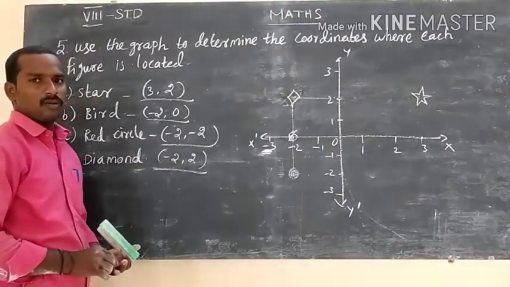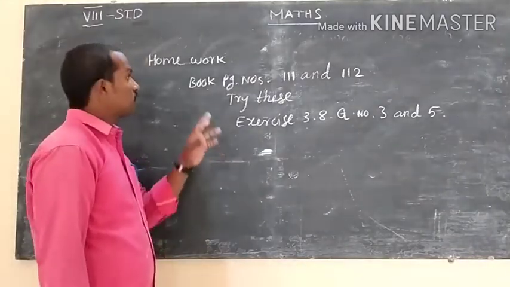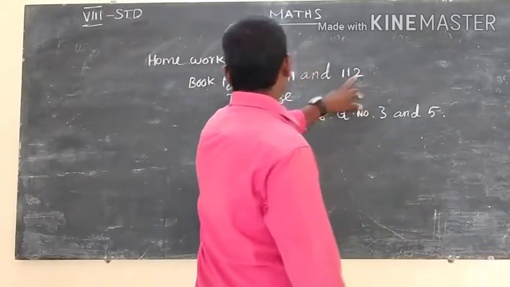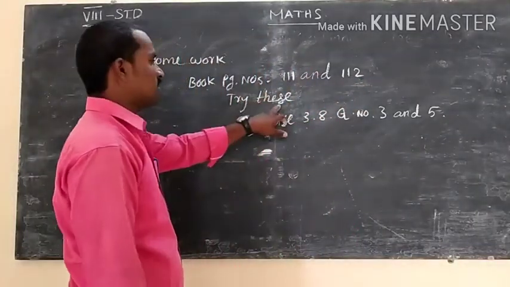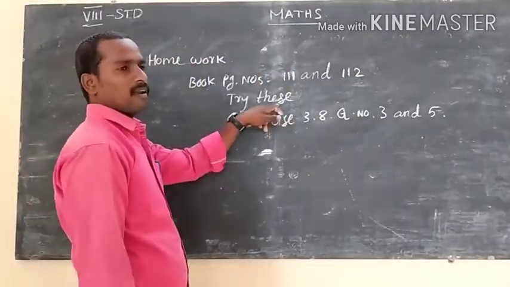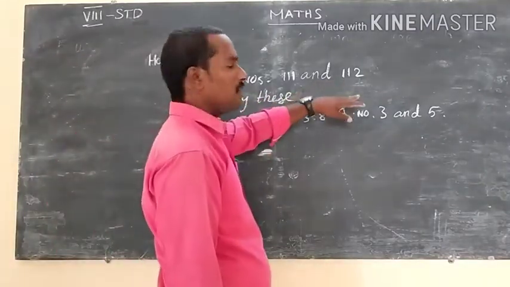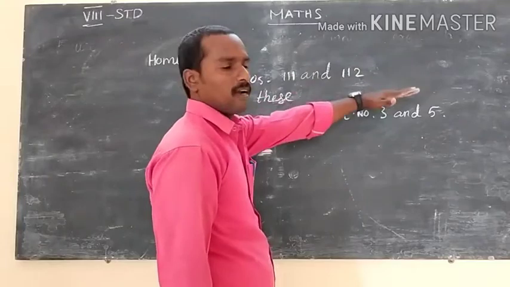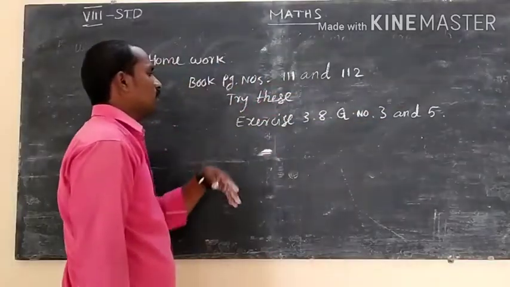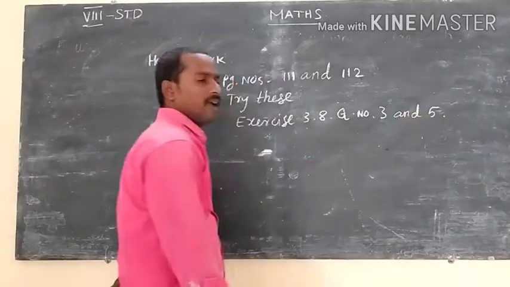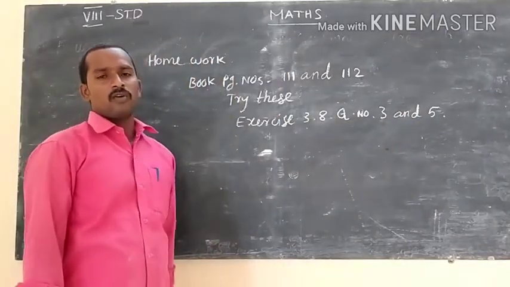Dear students, today's homework: book page numbers 111 and 112. On 111, you have to try this, complete the table. Write the sign of x coordinates and the sign of y coordinates, then write the quadrant. This is the try this. Then exercise 3.8, questions number 3 and 5. The incomplete portion is your homework.